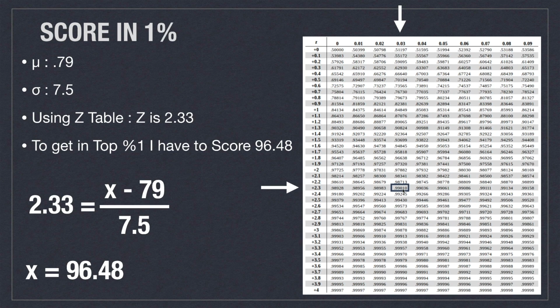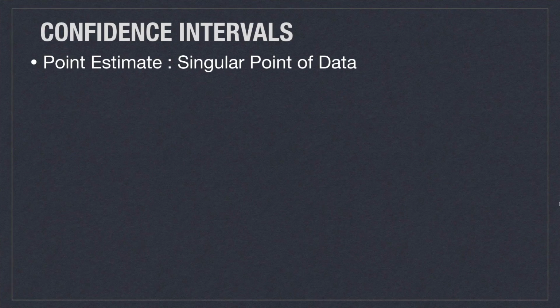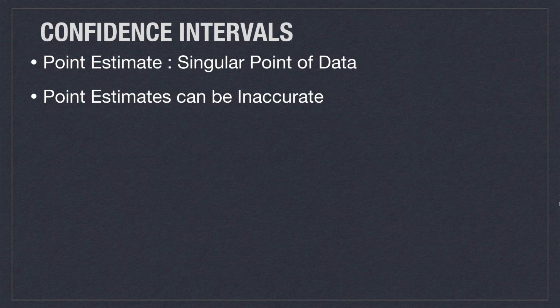Then if I plug that into our formula and solve for x, I find that I must score 96.48 to place in the top 1% of my test based off of all the supplied data. Now we have been using point estimates so far, which represent a singular point of data, and the mean would be an example of a point estimate. While point estimates are easy to calculate, they can also be very inaccurate at times. And an alternative is to use what we call an interval, or a range of values.